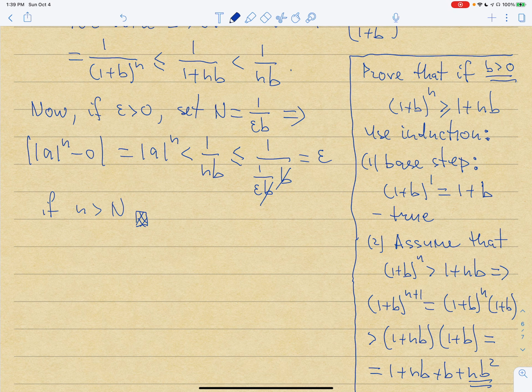All right, and then in the next lecture, I'm going to consider more of these basic limits, and then we will talk a little bit about computing limits using properties, just like you did in regular calculus.